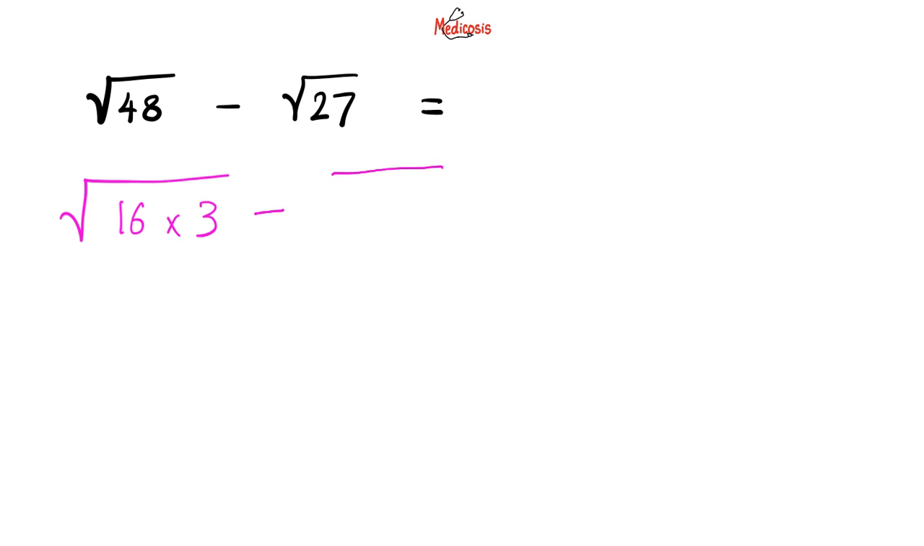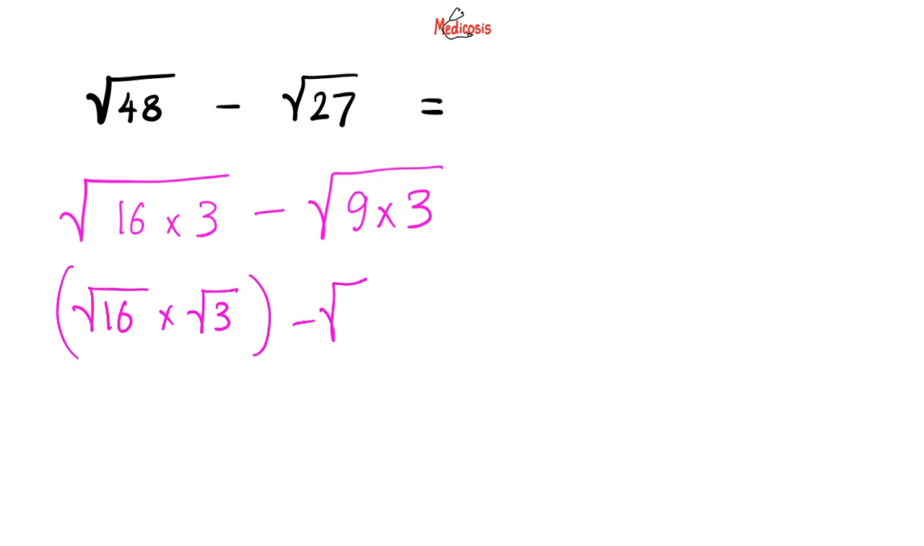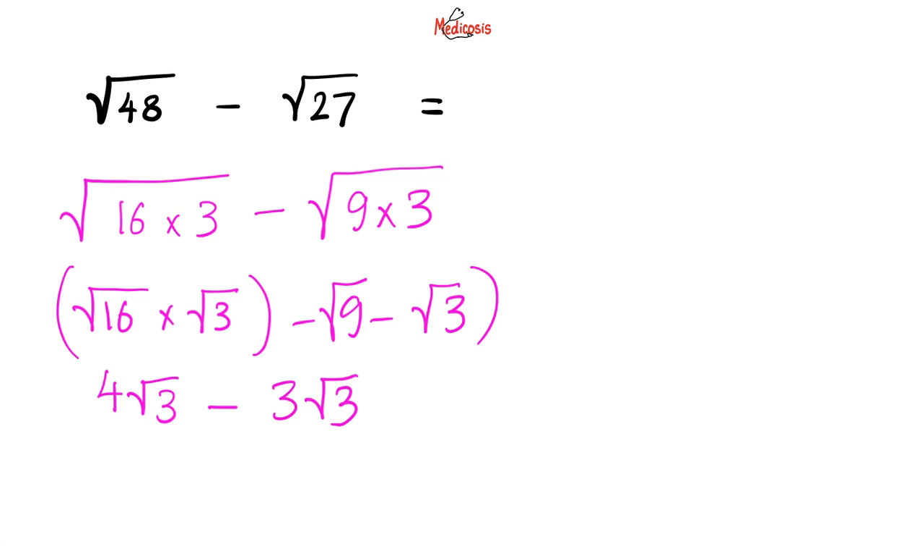Amazing. Minus 27 is 9 times 3, because I know that the square root of 9 is 3. And therefore, this becomes square root of 16 times square root of 3 minus square root of 9 minus square root of 3. What's the square root of 16? It is 4 square root 3 minus the square root of 9 is 3 square root 3. 4x minus 3x is just 1x. So it is square root 3, which is about 1.7.